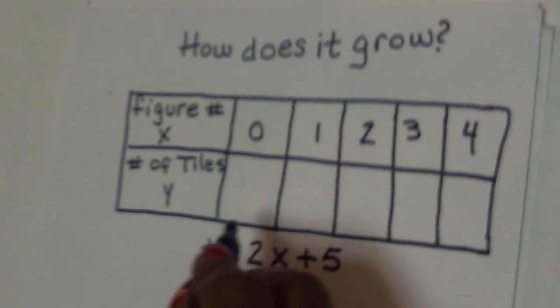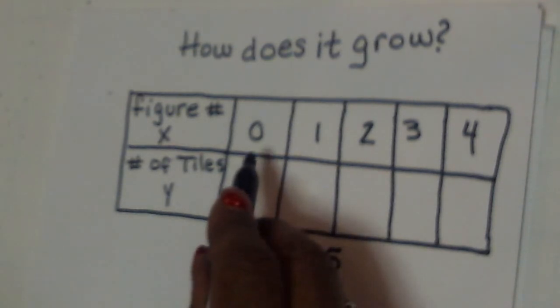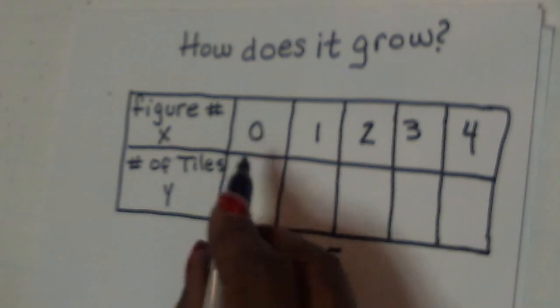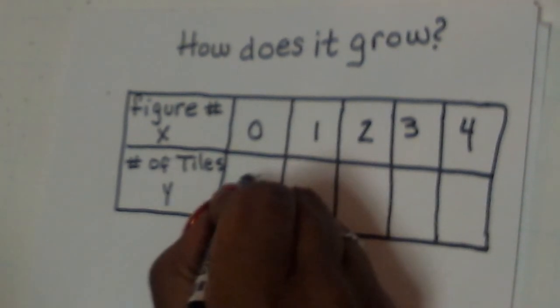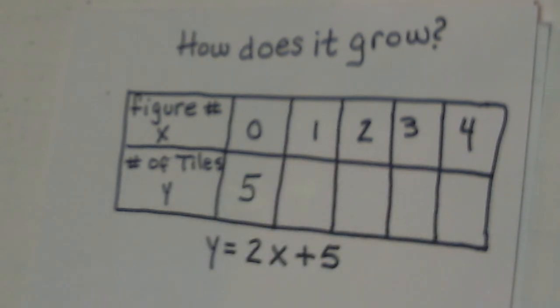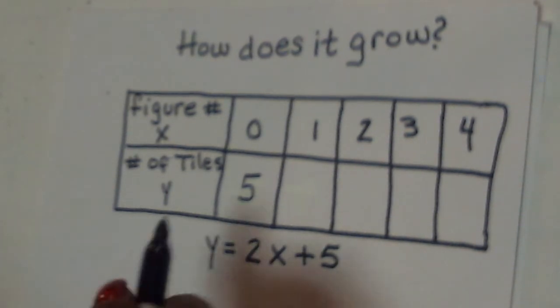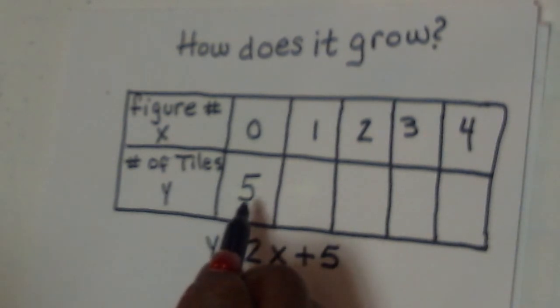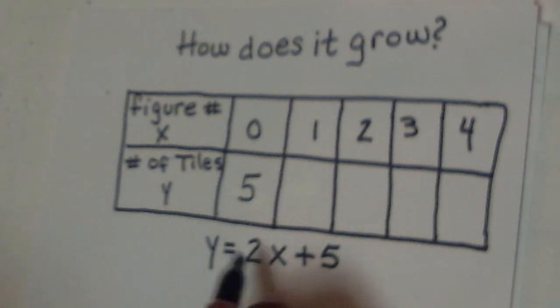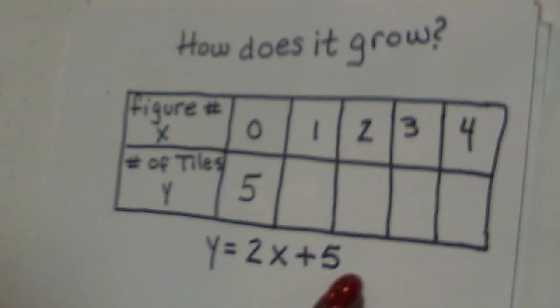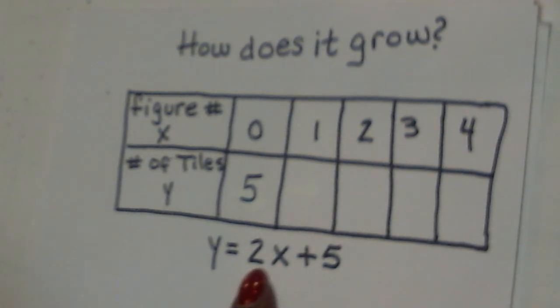So I'm going to fill in the table. When x is 0, figure 0, the starting value is 5. There were 5 tiles in figure 0. So next, I can fill in the table by increasing my values in y by the growth value. Now, the only other number in the equation is 2, so this must be the growth value.